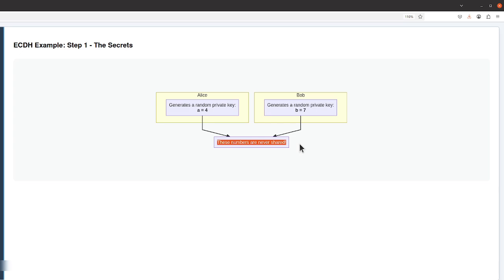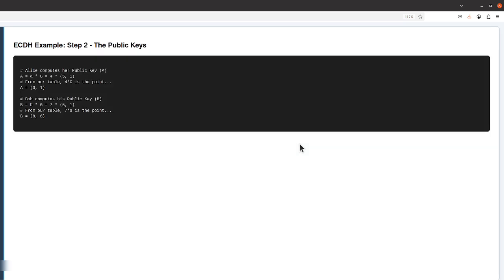ECDH example. Step 2: the public keys. Now, Alice and Bob each use their private key to generate a corresponding public key. This is done by multiplying their private key with the public generator point G. Alice computes her public key, A, by calculating 4 times G. Looking at our lookup table, we see that 4 times G equals (3, 1). This point is Alice's public key. Bob does the same with his private key, 7.